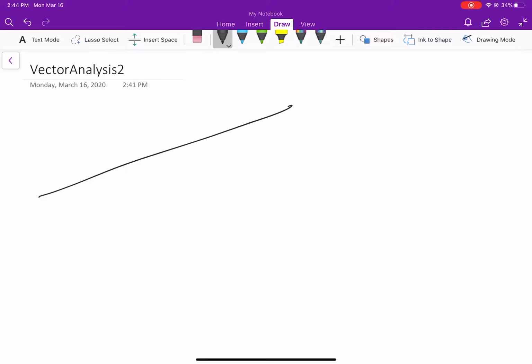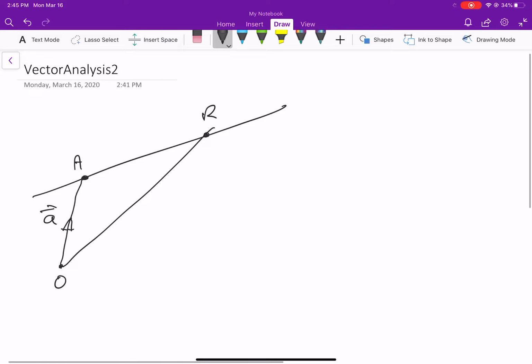Here's a line. Here's a known point on the line. I'm going to call that point A. Let's make this the origin. Here's another point on the line, R. The position vector of the point A is OA, I'll call that little a. The position vector of the point R, I'll call that little r.